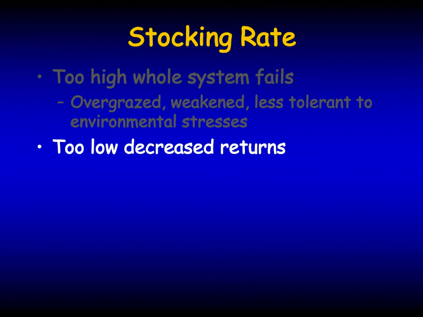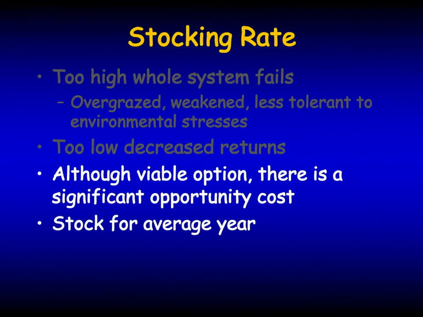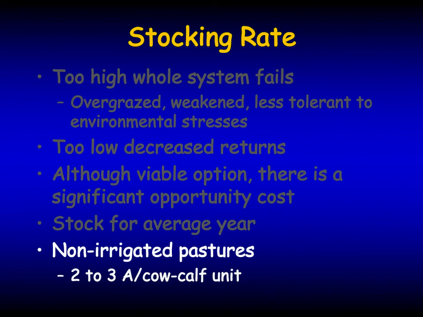And that's the reason I don't really like this strategy. I think we need to be stocking for an average year, because we're going to have a significant opportunity cost when we stock too low. Most years we won't be optimizing our production or profit if we're stocked too low. So what's the ideal stocking rate? Of course it depends, but generally speaking, somewhere between 2 and 3 acres per cow-calf unit is going to be a pretty sustainable stocking rate for this part of the country.